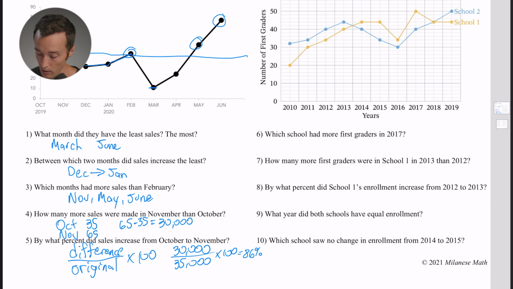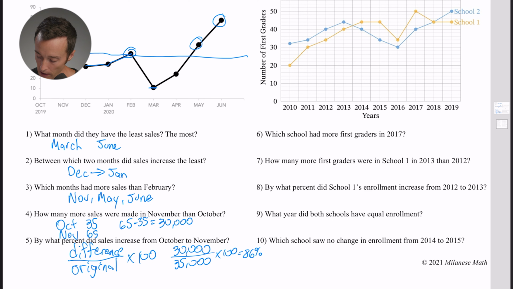Well, what is this measuring? Well, I can see on the X axis that they're talking about years, and it's a number of first graders on the Y axis. Okay, so let's take a look at this and see if we can answer some tricky questions. Number 6 says, which school had more first graders in 2017?